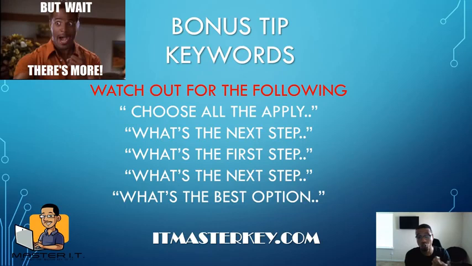Is it taking off your jewelry? Is it powering the machine off? And so on and so forth. I put what's the next step twice because it's extra important, but I also put it twice by mistake. What's the best option? Looking at the scenario once again, looking at the individuals in the scenario, looking at the organization, what is the best option for them?